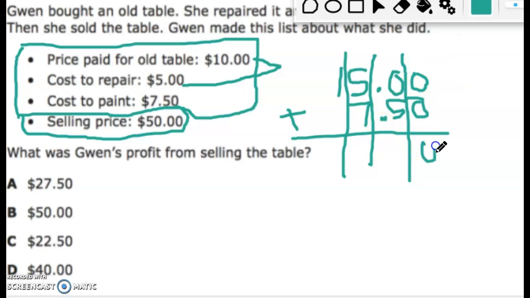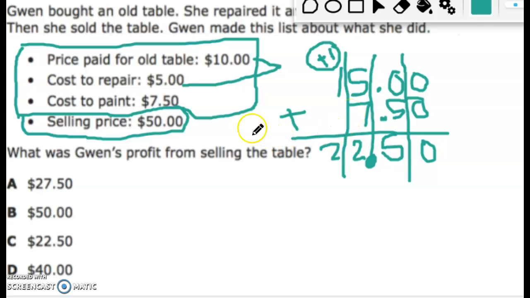0 plus 0 is 0. 0 plus 5 is 5. 5 plus 7 is 12. So I'm going to separate that and regroup. So I have a 1 in the tens place, 2 in the ones place, and 1 plus 1 is 2. So she spent $22.50 to get the table ready to sell.